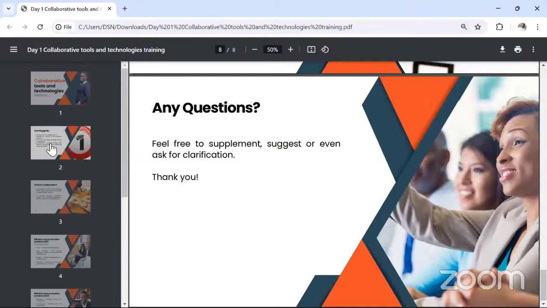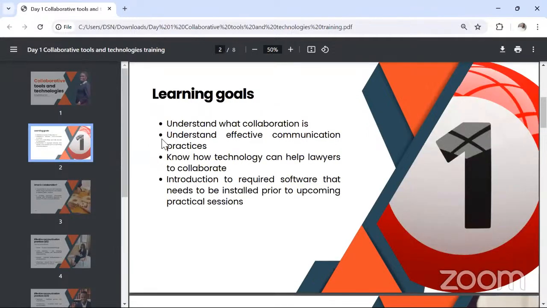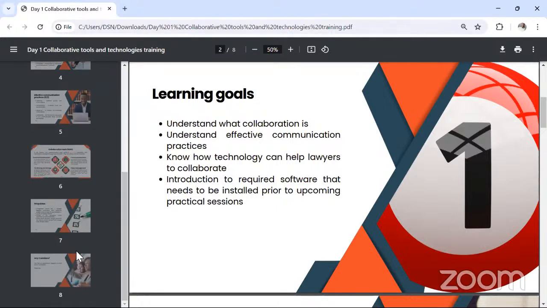So remember, our targets for this day were to understand what collaboration is, effective communication practices, how tech can help lawyers to collaborate, and also when it comes to installing, which was shared with you, I think 2 days ago. Do we have any questions?